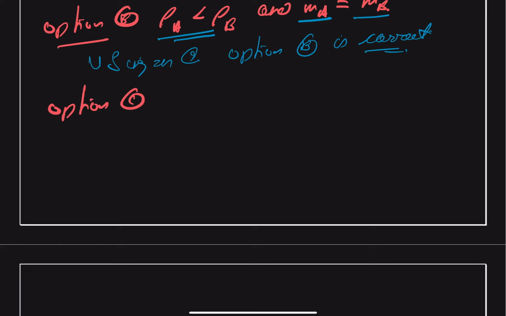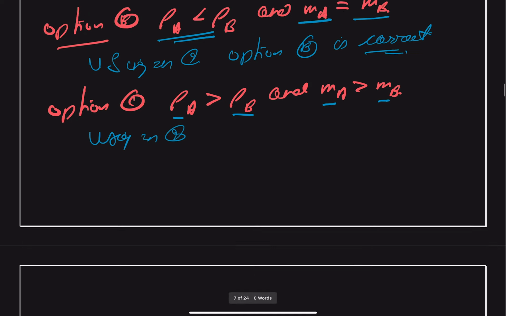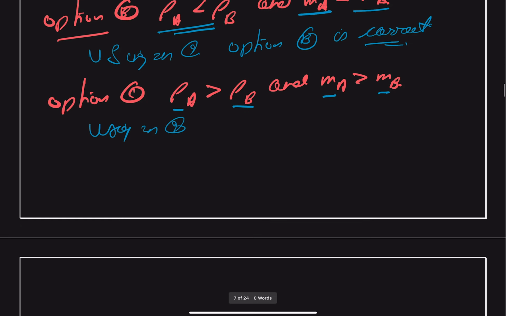Now let us come to option C. Option C states that our rho A is greater than rho B, and we have our MA is greater than MB. So once again, using equation 2, it is given that rho A is greater than rho B and MA is greater than MB. So from here, we can clearly understand that the product of rho A MA will be greater than rho B MB, which is in contradiction with the given condition. So option C is incorrect.